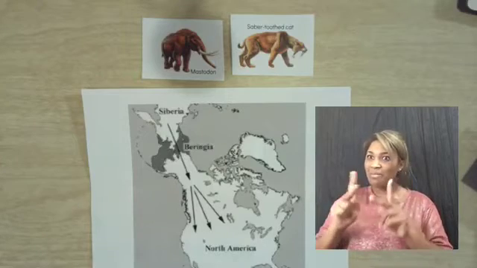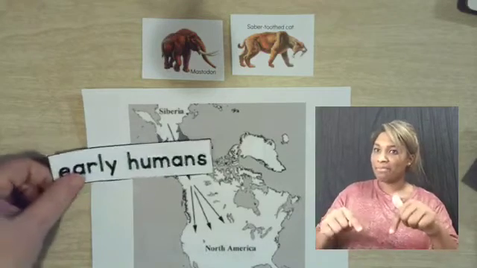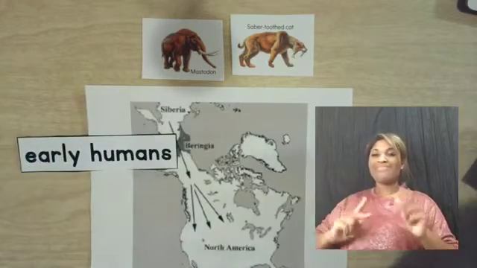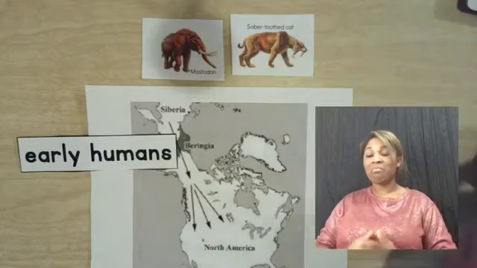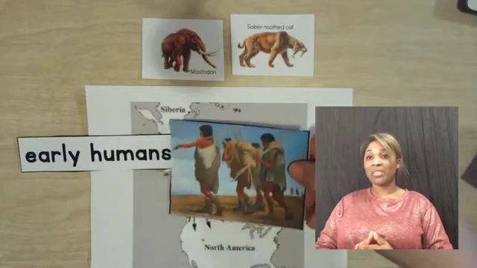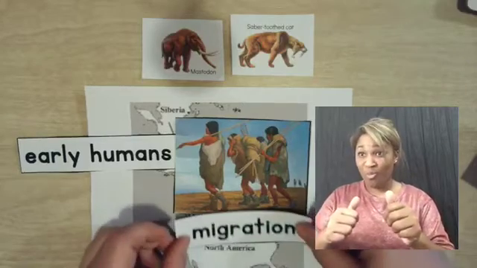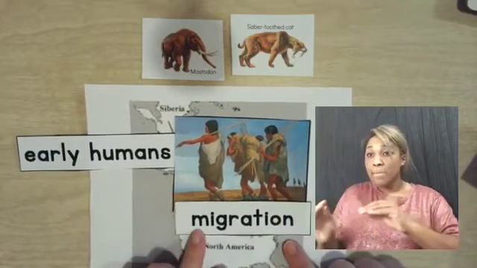The early humans, those were the first people. They followed the animals. And so when they moved like that, it was called a migration.